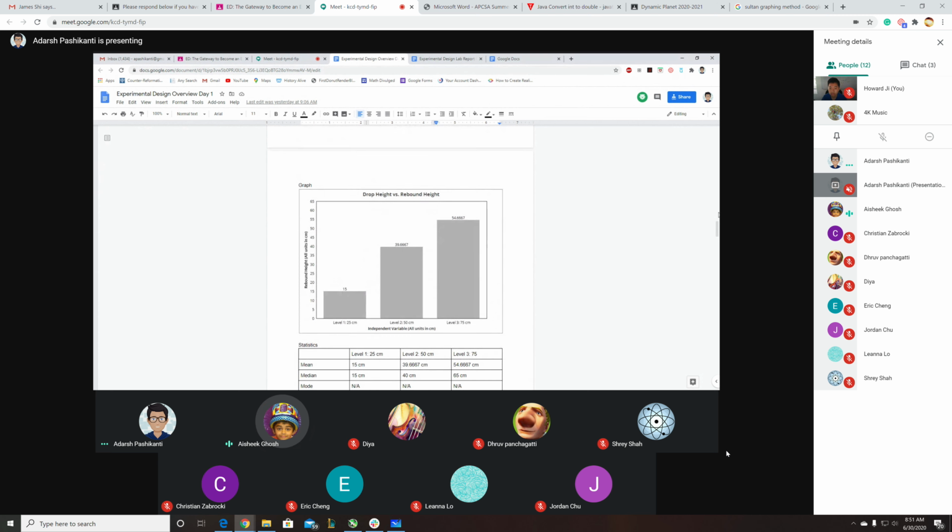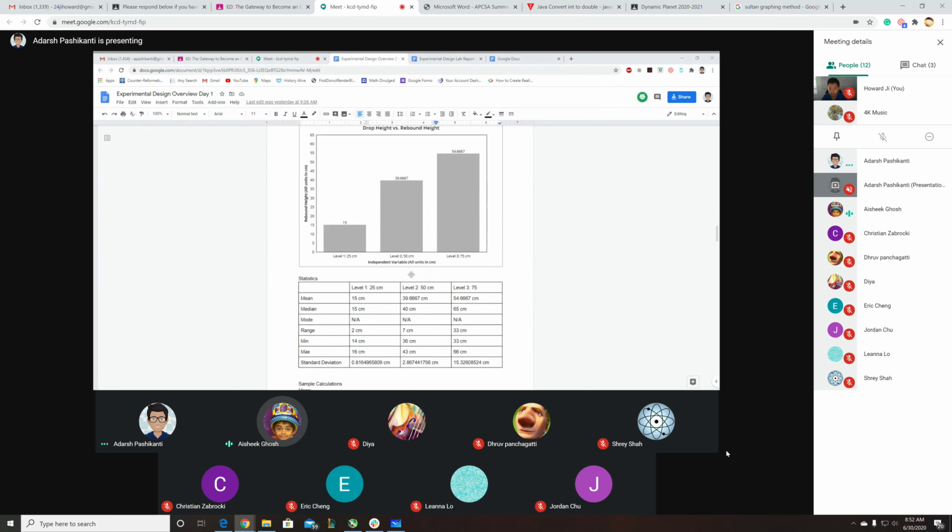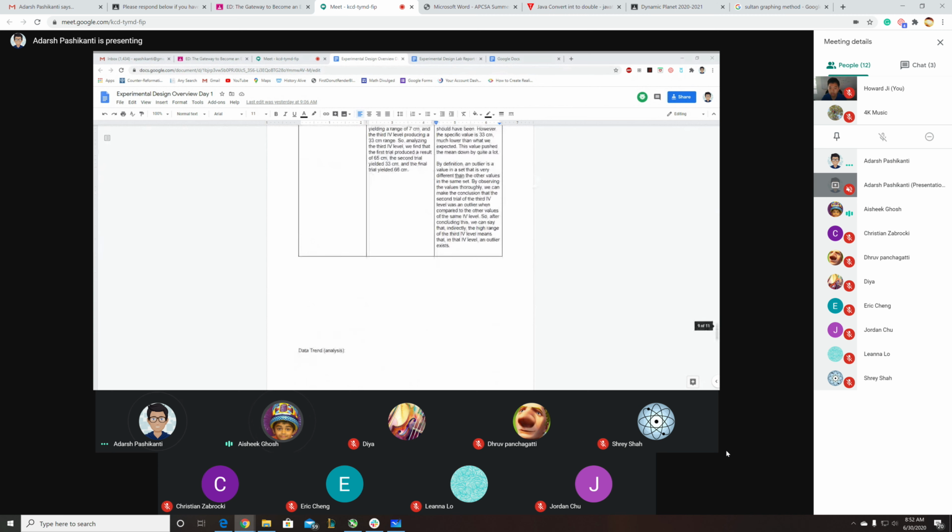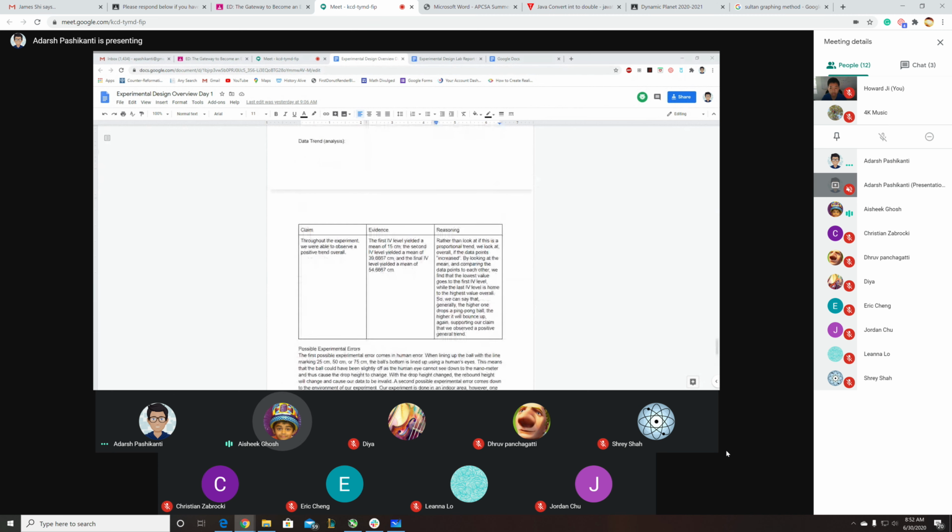So on the graph, you can see that the bars overall grow: 15, 39, 54. They're going up, so you can attribute that to some sort of trend, and then just put that into the data trend. The real thing that you're going to use is the means, because those are what's on your graph, and the graph acts as a visual representation to prove your point in the data trend. So you want to do something with either the data points, the graph itself, or the mean.